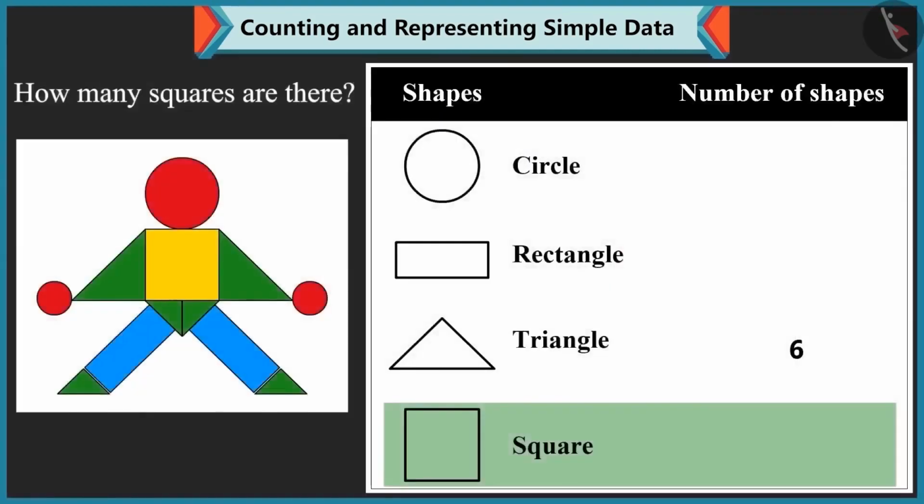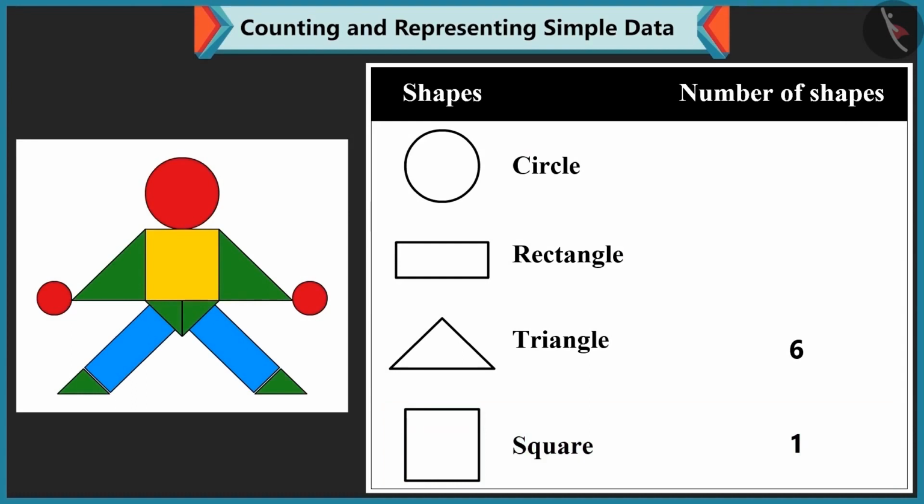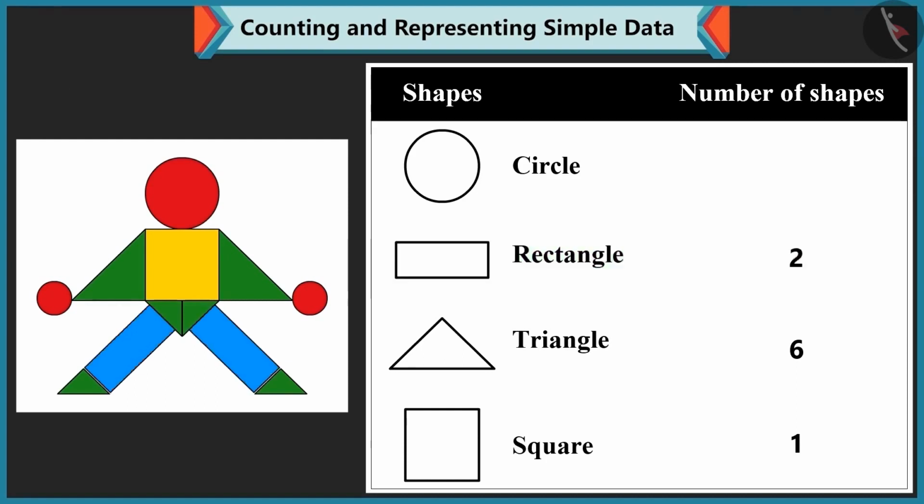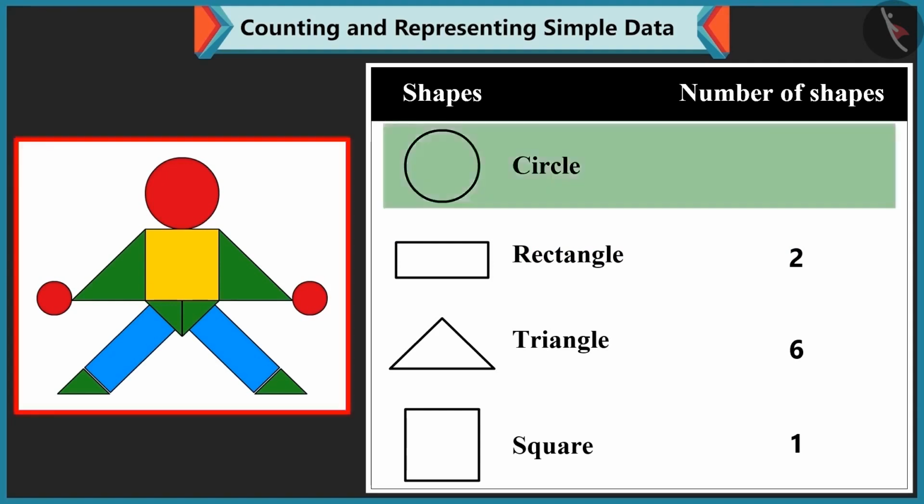Okay, so there is only one square in this picture. Very good. Now tell me, how many rectangles are there? Rectangles are 1, 2, only 2. Absolutely perfect. Look, Mummy, there is 1, 2 and 3 circles in this picture.